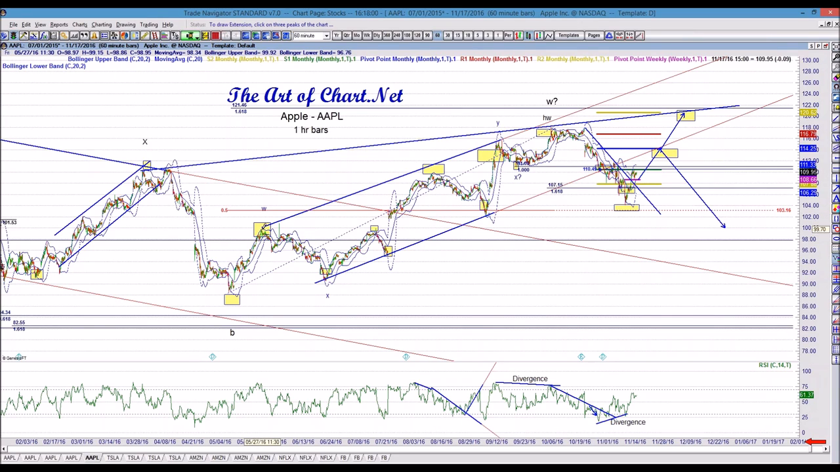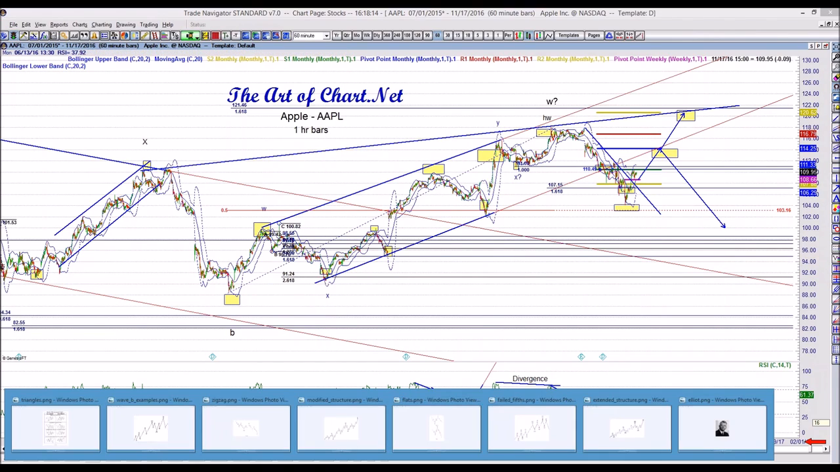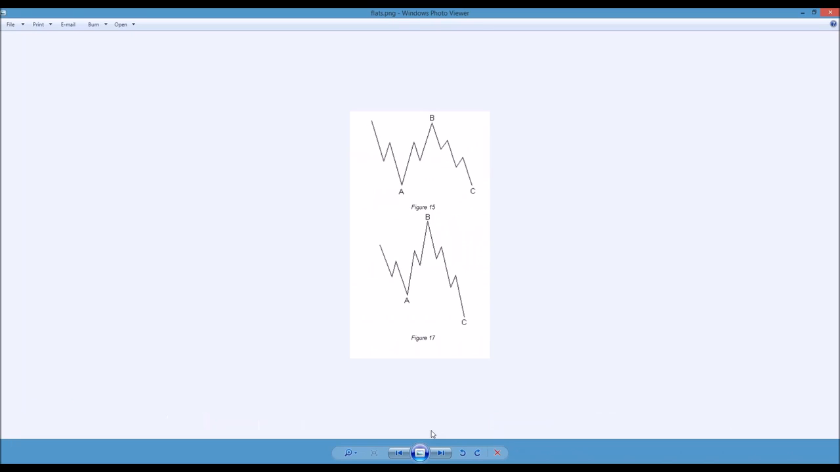Okay, so first of all, there's an AB here. So from the W, I measure A, B, and look where it goes, right to the 2.618. Why? Because this is an A, B, and a 5-wave structure for a flat. Okay, so with Elliott, you have to learn about structure. This is a retracement pattern. Here it is, 3 down for the A, 3 up for the B, and a 5-wave structure down. That's called a flat.